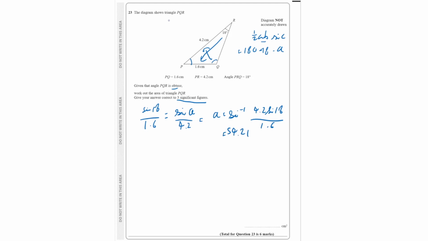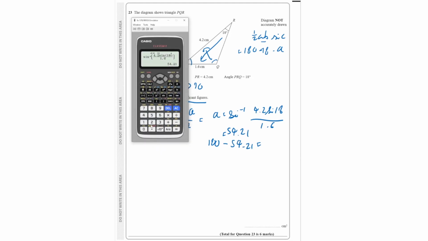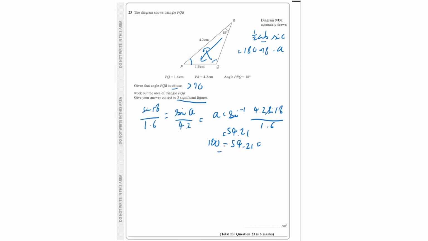But notice how it says here that the angle PQR is obtuse. Obtuse is when it is greater than 90 degrees. So that means that this value has to be subtracted from 180 to give us our final value. 180 minus 54.21 is equal to 125.79. But we are not done there.